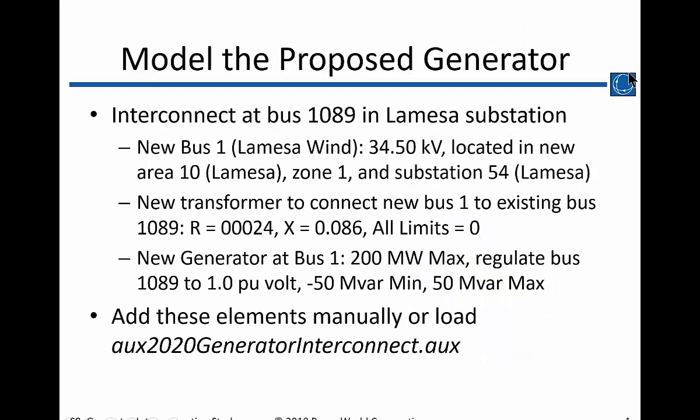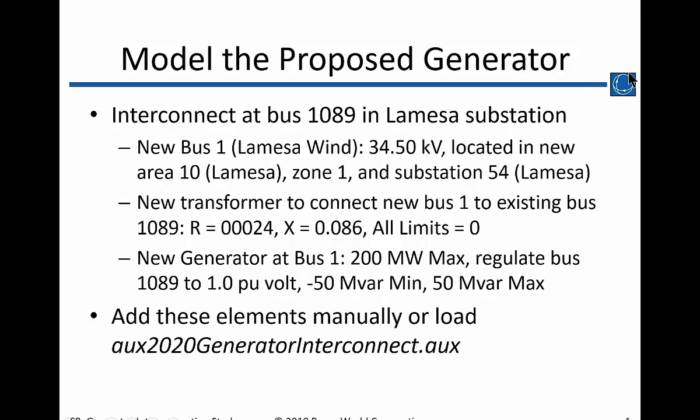All right, so what we'll do with the new generator is we're going to assume it's interconnected at bus 1089, which is an existing bus in the case at the La Mesa substation, and we'll give the generator a new bus that'll be interconnected at bus number 1, and we'll model that at 34.5 kV, put it in its own area, number 10, which we'll call La Mesa, in zone 1 and part of substation 54. Those are all properties of the bus.